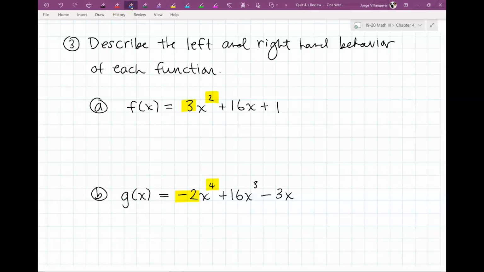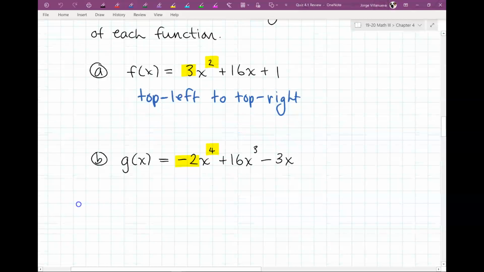Since this is a square power, that means n is even, and the coefficient is positive, that means it goes top left to top right. And this is in your notes. Remember, we took a lot of notes when I taught this to you guys last Friday. So look at your notes from last Friday. This is a parabola. It opens up, so it goes up to the left and up to the right. So I'm going to say it goes top left, top right, because I have an even power with a positive leading coefficient.